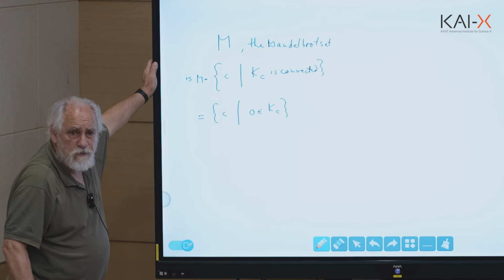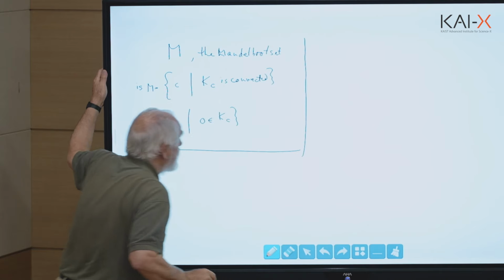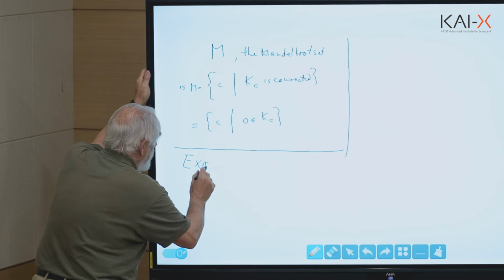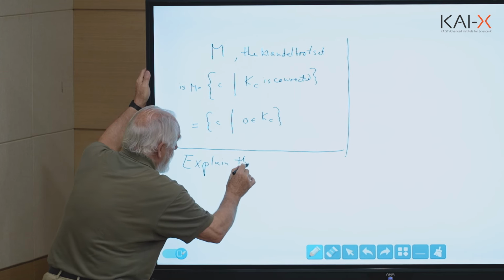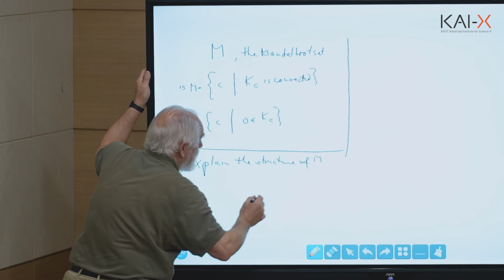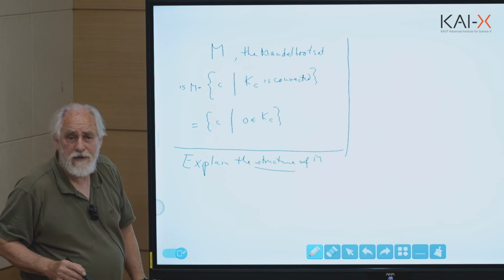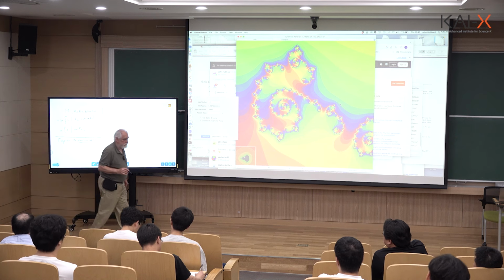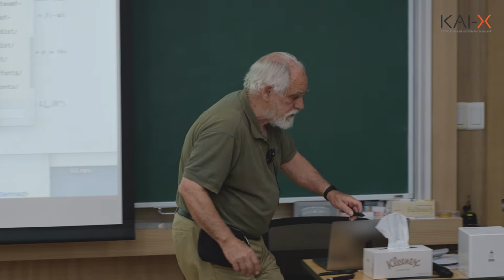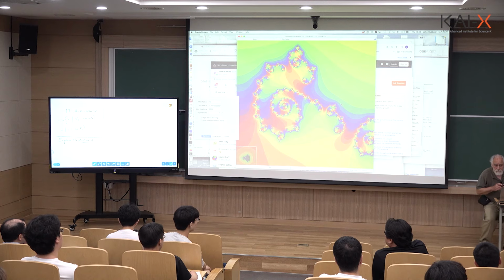So this is the definition of the Mandelbrot set. Okay. So the objective of my lecture is to explain the structure of M. It isn't exactly obvious what the word structure means, but I will try to illustrate the meaning as I go along. First, I would like to emphasize that the Mandelbrot set is complicated.